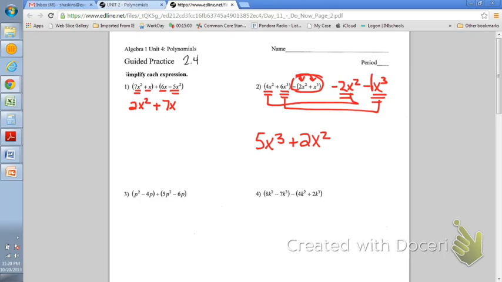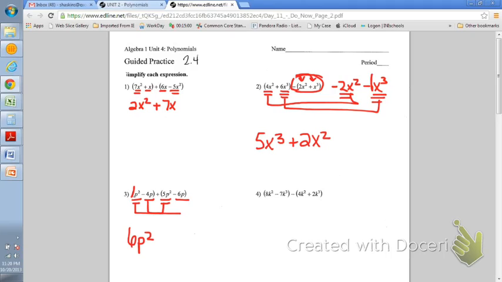Question number 3. The operation is addition, so I can go straight to underlining my degrees. P to the second is to the second degree, first degree, second degree, first degree. Combine my like terms to my second degree first. They're same sign, so I have to add. This is 1p to the second plus 5p, so that's 6p to the second power.